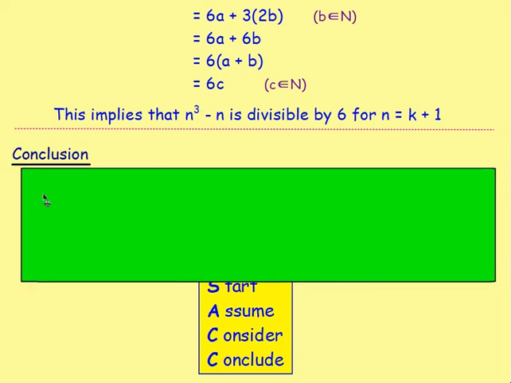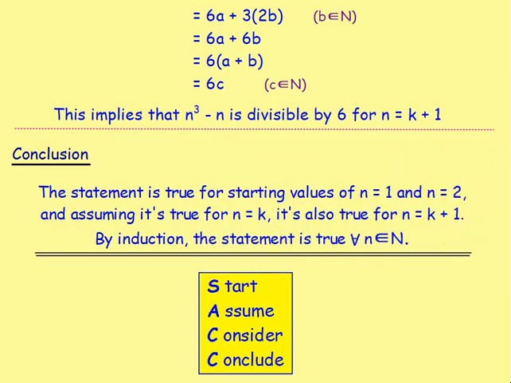And again, you just want to go through your steps. For every single one of these proof by induction questions, the conclusion is pretty much identical. It's just this very last part that will change. So we are saying here the statement is true for the starting values of n equals 1, and we also tried n equals 2 as well for this one. And assuming it's true for n equals k, it's also true for n equals k plus 1. So by induction, the statement is true for all n belongs to N. And that is your answer.